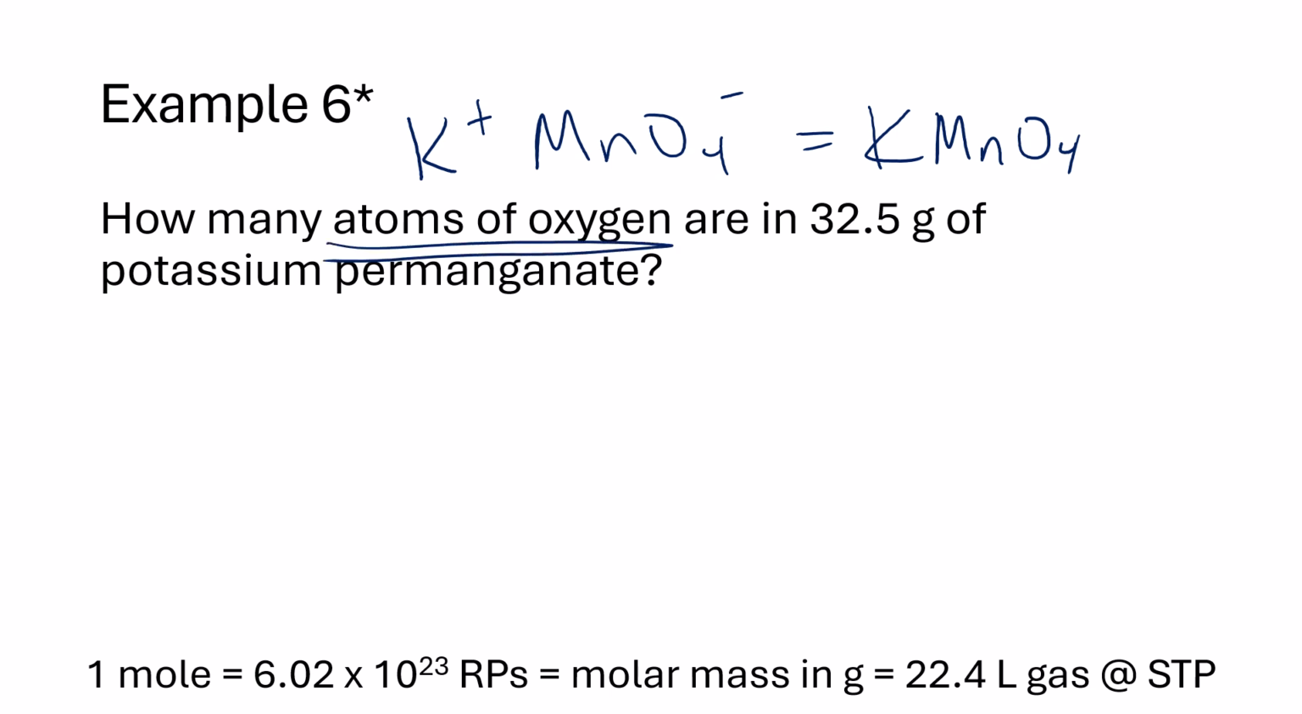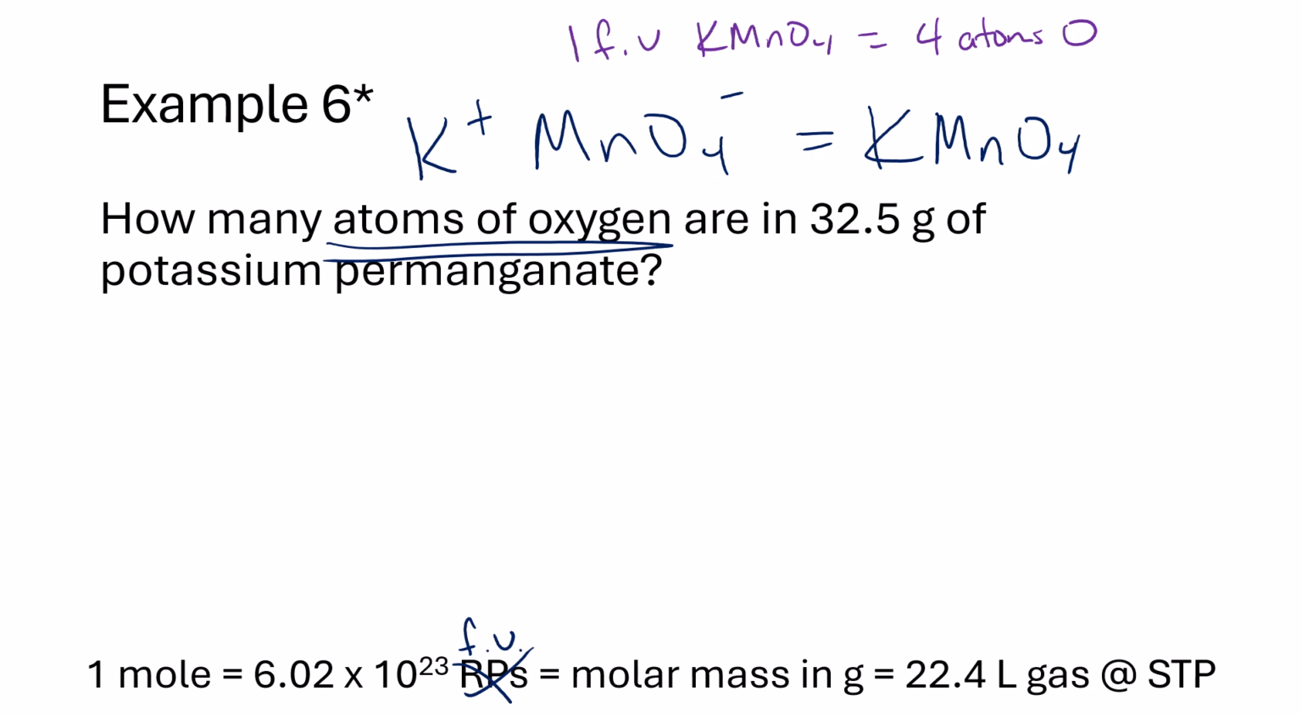And it's asking for atoms of oxygen. So if I look at this ionic compound, the smallest representative particle here will not be atoms of oxygen. Unfortunately, it'll be formula units. So if I was to use this, it would have to be formula units, and then I would have to do that additional equivalent. If I have one formula unit of KMnO4, I would have 4 atoms of oxygen because of that subscript. So I need that additional equivalent.